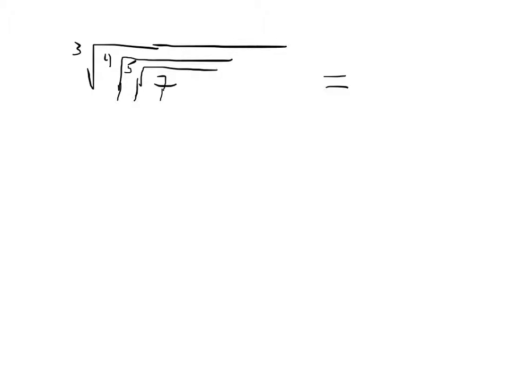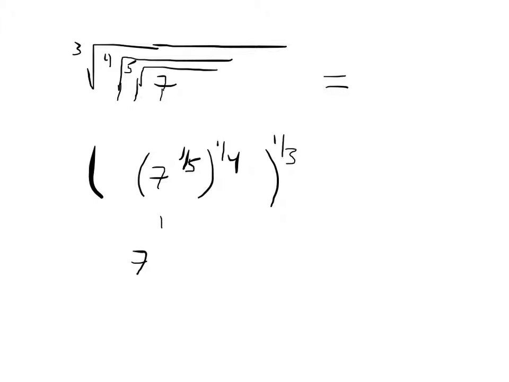I'm asked to simplify this expression. And what I'm going to do is, first of all, convert everything to exponents. So then I'm looking at a 7 to the 1/5. That then is raised to the 1/4, which is then raised to the 1/3. I then go ahead and can use my law of exponentiation here. That 7 to the 1 over 5 times 4 is 20 times 3 is 60. And if I want to rewrite that as a radical expression, that's going to be the 60th root of 7.